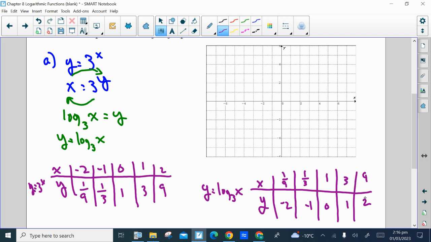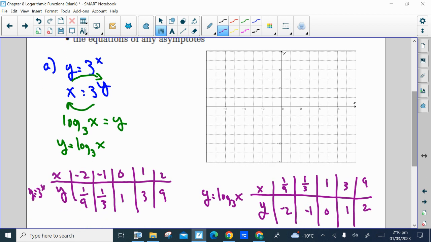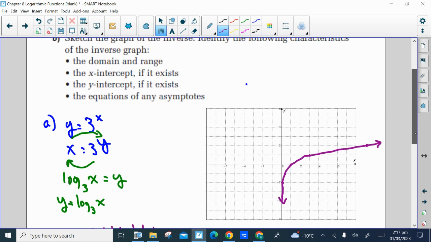So these are the points that will be on that log function. The point 1/9 comma negative 2. The point 1/3 comma negative 1. The point 1 comma 0, 3 comma 1 and 9 comma 2. In this case, the y-axis is an asymptote. The further that this graph goes down, the closer it'll get to the y-axis, but it'll never actually touch it. It is an asymptote. So there's the graph of that logarithmic function.